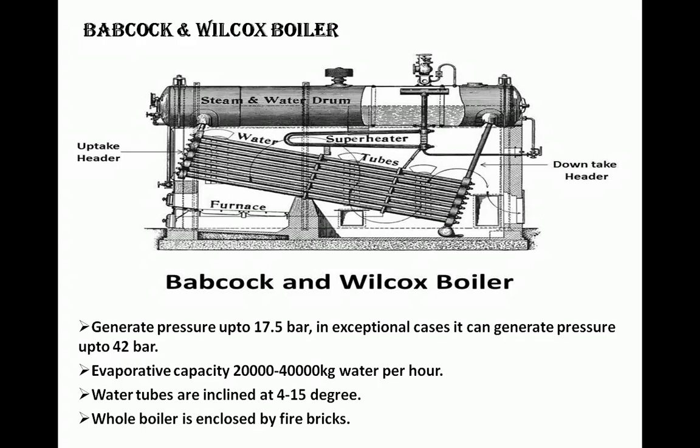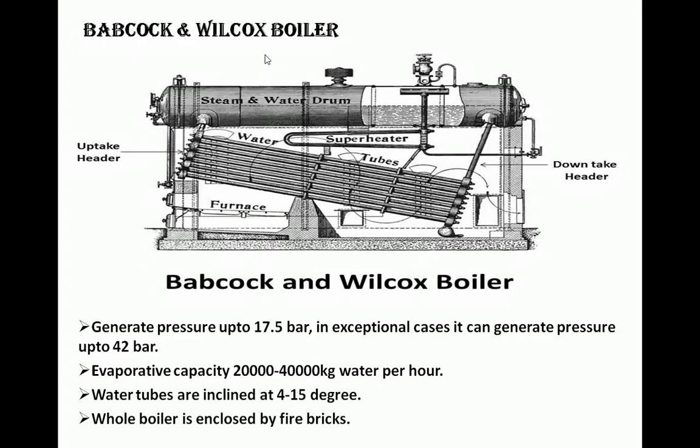Flue gases rise from the grate, then fall down, and then again rise up due to the presence of baffles. There is a damper on the right bottom corner of the boiler which regulates the air. Like all boilers, this boiler is mounted with the same boiler mountings. It can generate pressure up to 17.5 bar, but in exceptional cases it can generate pressure up to 42 bar. Its evaporative capacity is 20,000 to 40,000 kilograms water per hour.